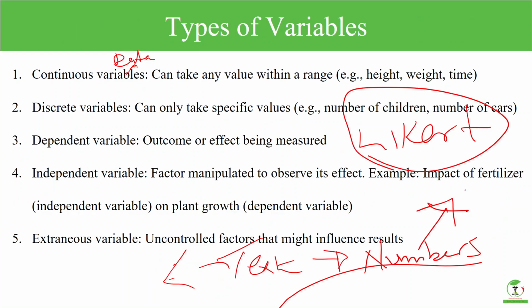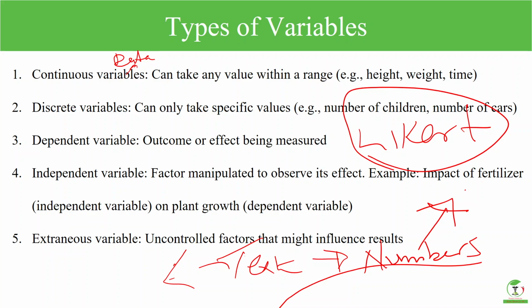Continuous variable, you're saying that it can take any value. Everyone has a different height. You will find someone who is 2.5 meters, you can find someone of 1.1, you can find someone who is 2.1. That's a continuous variable because it can take any value.